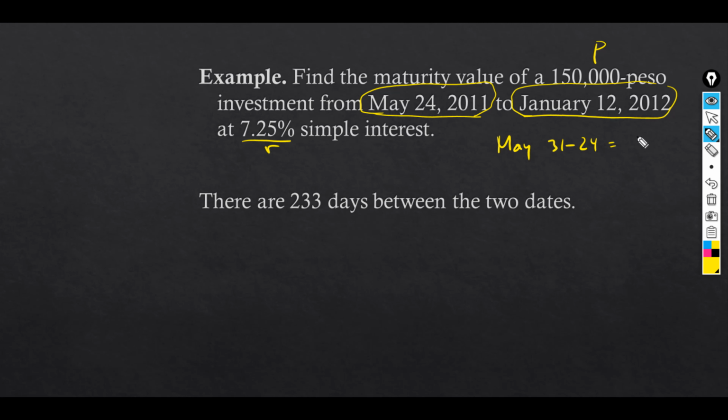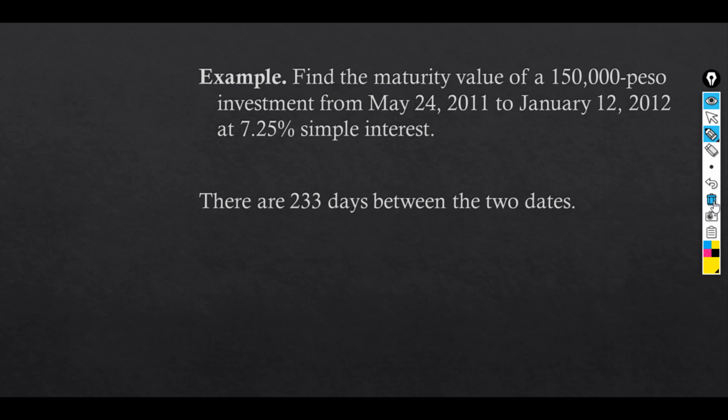So, how many is that? 7. Then May, June, July, August, September, October, November, December, up to January 12, 2012. June has 30 days, July has 31, and so on. When you add all the numbers of days, it is 233. That is what you do when the given is a date: find the exact number of days.